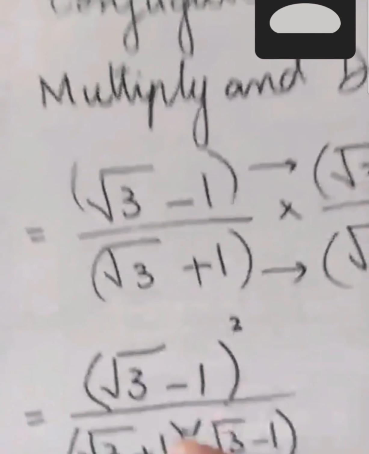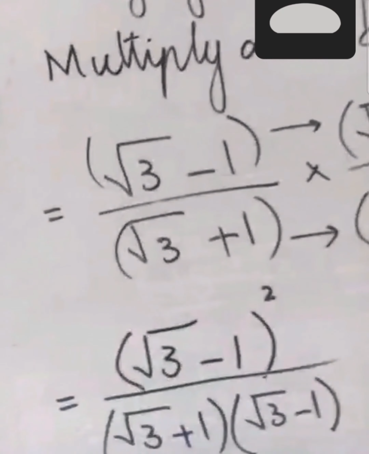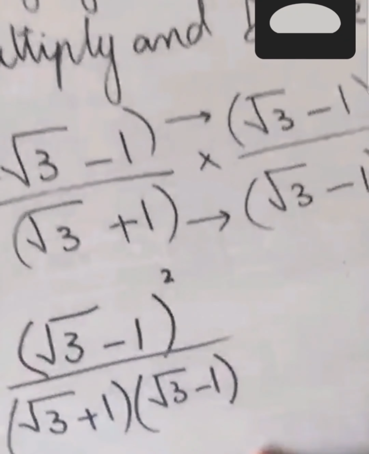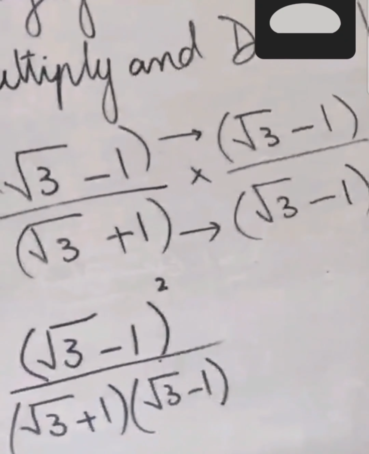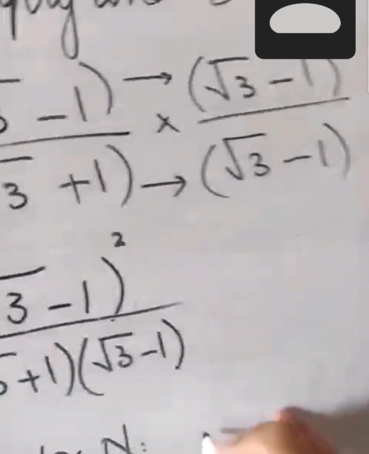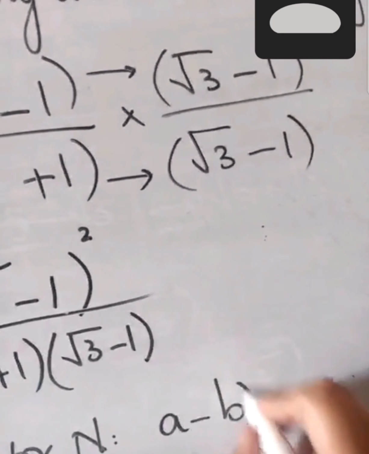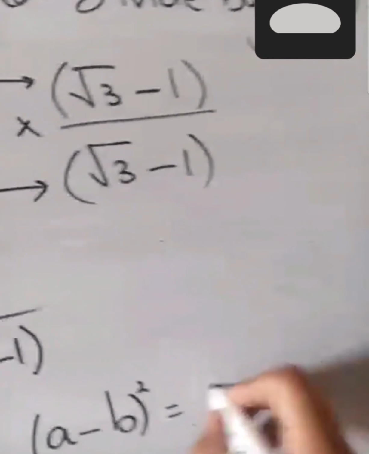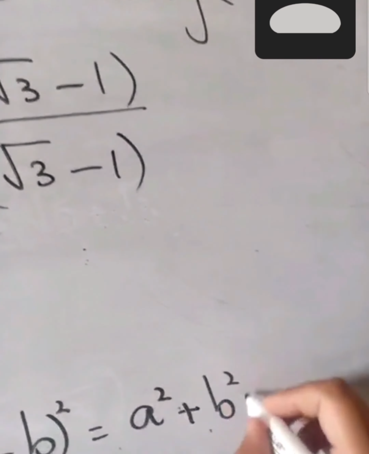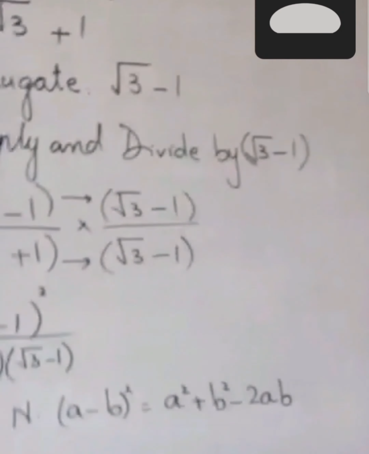Here we will apply two formulas, one formula for numerator and one formula for denominator. So you will write a formula for N, N means numerator, square. A minus B whole square is equal to A square plus B square minus 2 times AB. Do you remember? Yes, ma'am.